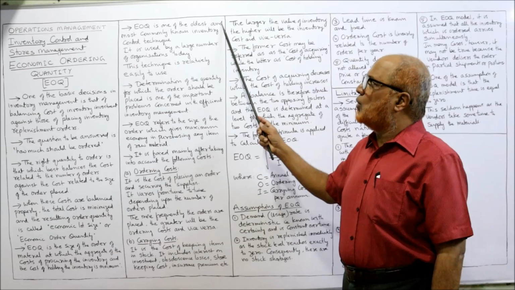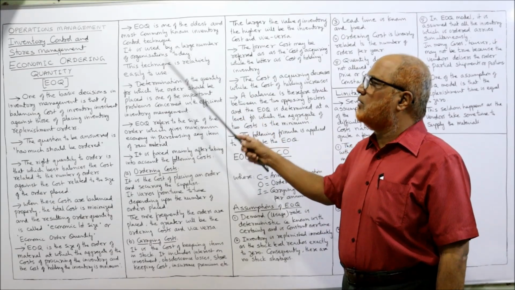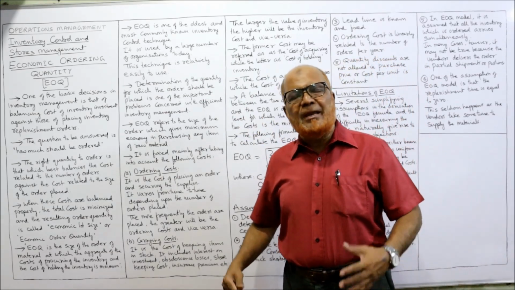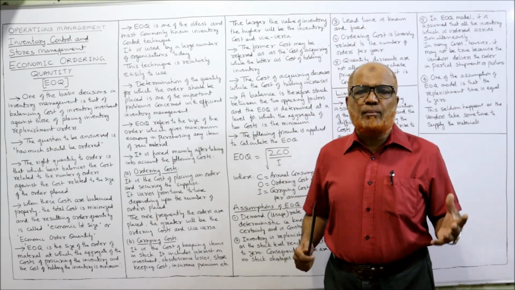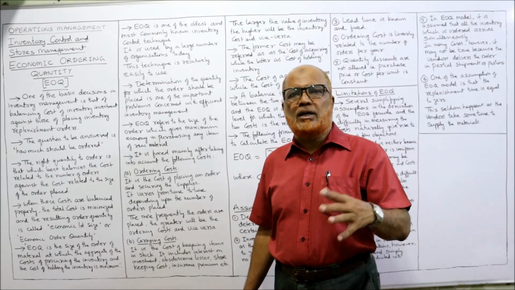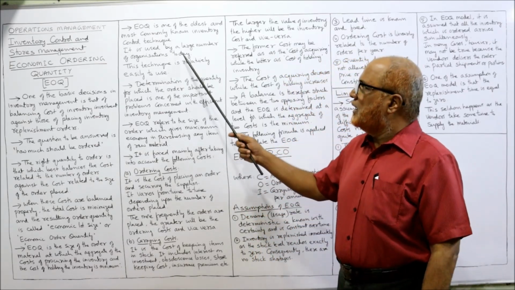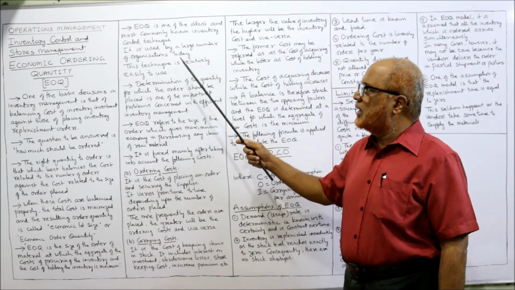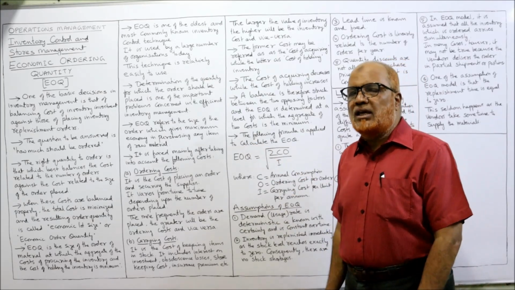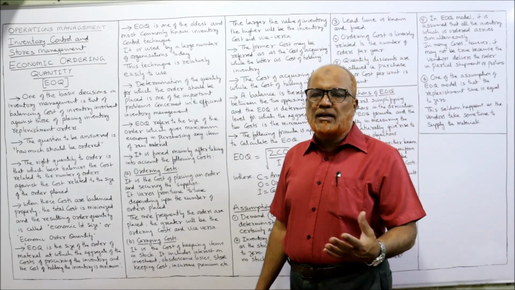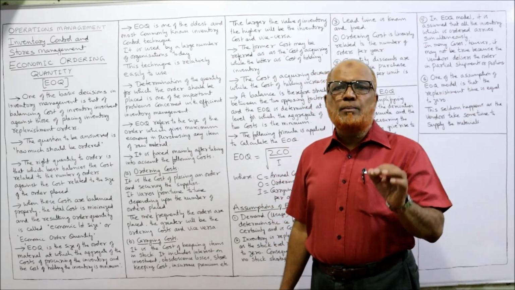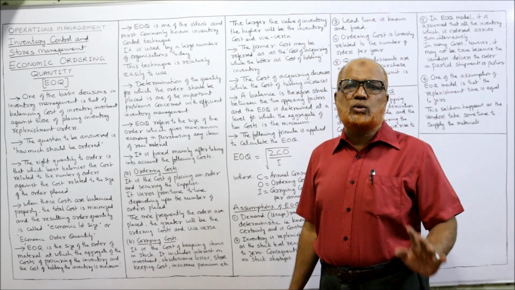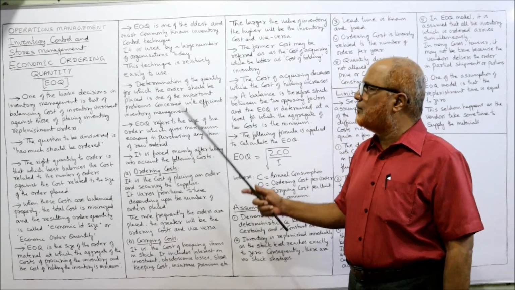So EOQ is one of the oldest and the most commonly known inventory control techniques. Many techniques are there, but the most commonly used, most famous method of inventory control is EOQ control. It is used by a large number of organizations today. This technique is relatively very easy to use. Other techniques are a little bit complicated, but EOQ is simple to understand and easy to calculate.